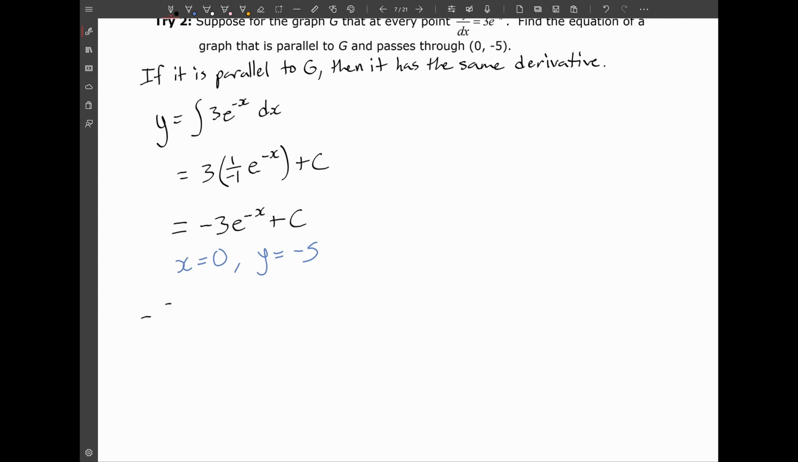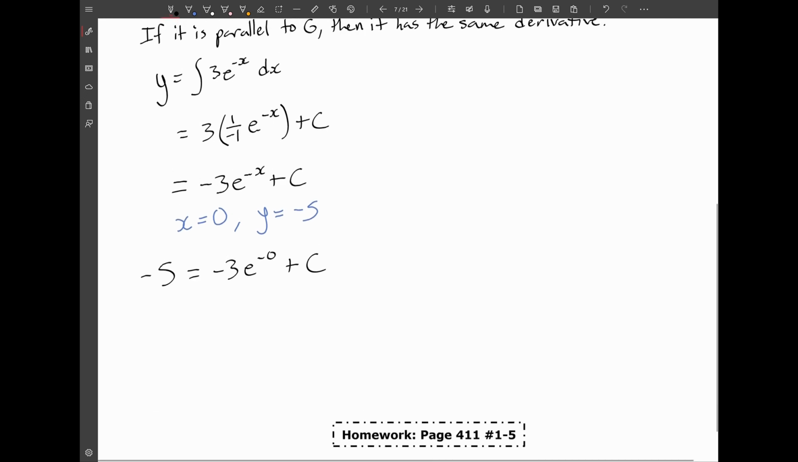So now I set y to negative 5, and I replace my x with 0, e to the negative 0 plus c. But e to the negative 0 is the same thing as, what's negative 0? There's no negative 0. E to the negative 0 is the same thing as anything to the power of 0, which is to say that it's just 1.